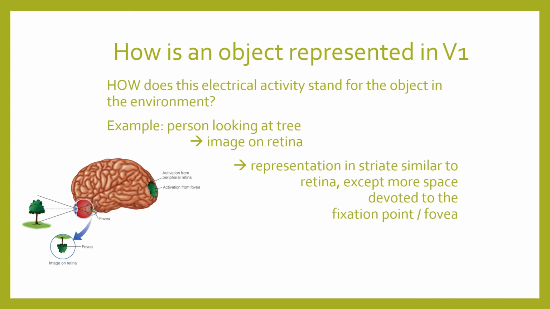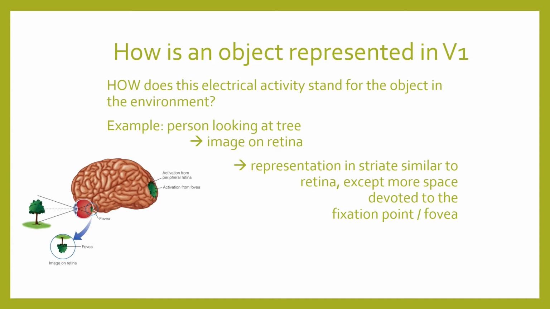We want to get to this question of how is an object represented in the primary visual cortex, in V1 or the striate cortex. How does this electrical activity stand for or represent the object in the environment? So we have, in this example, a person looking at a tree. We have that image hitting the retina. The photoreceptors are firing. The retinal ganglion cells are receiving their information. They're sending it on to the brain, to the lateral geniculate, to the visual cortex.